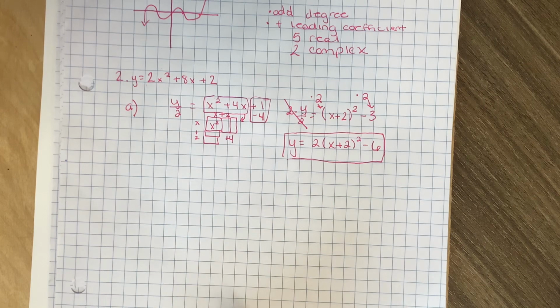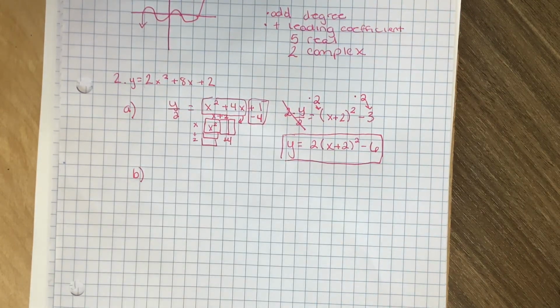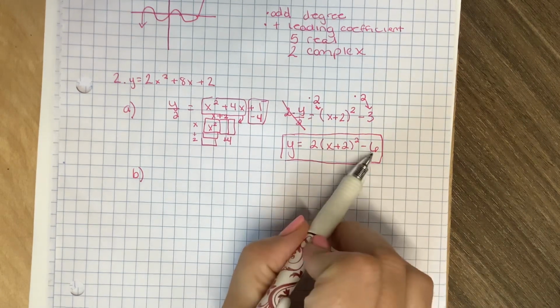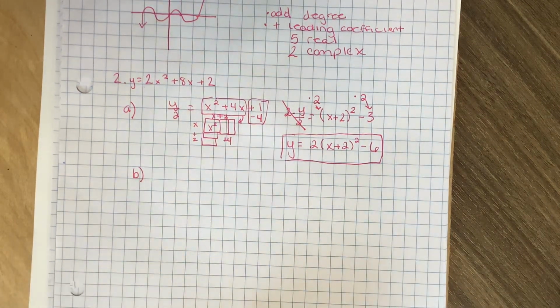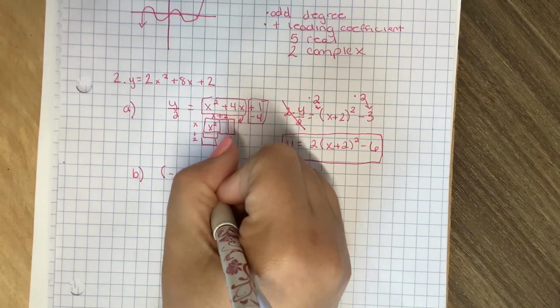I will. B, I have my vertex. My vertex is going to be the opposite of what I see with my x. And then my constant. So HK is my vertex. So in this case, my vertex is negative 2, negative 6.